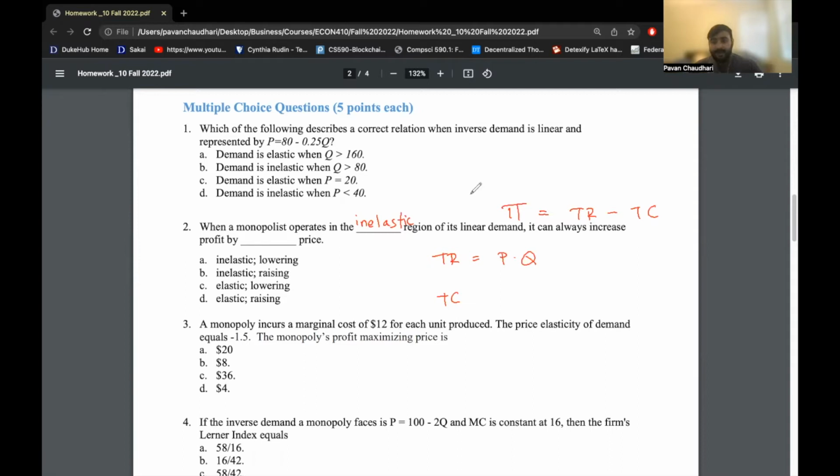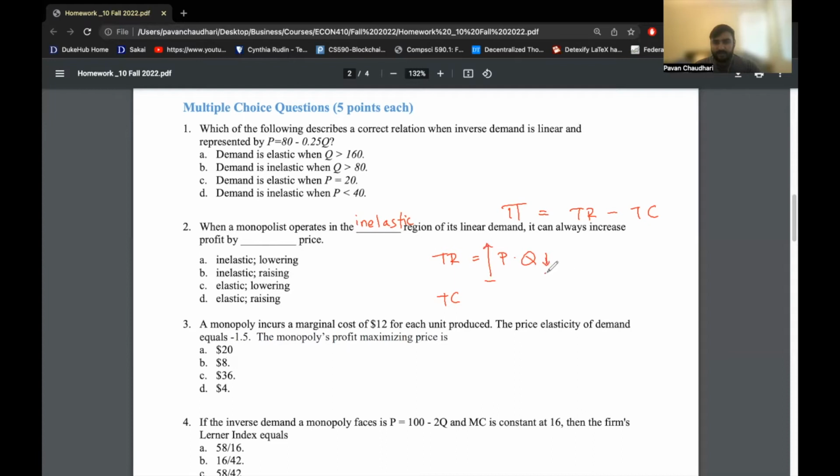So for inelastic, what we know is that the quantity is not very sensitive to the price, right? So that means I can change the price a lot and it's only going to affect the quantity a little bit. Okay, so with that in mind, what if we raise the price a lot? Again, that's only going to affect the quantity a little bit. And which way is it going to go? Using the law of demand, when price goes up, quantity has to go down. And so it's going to go down just a little bit.